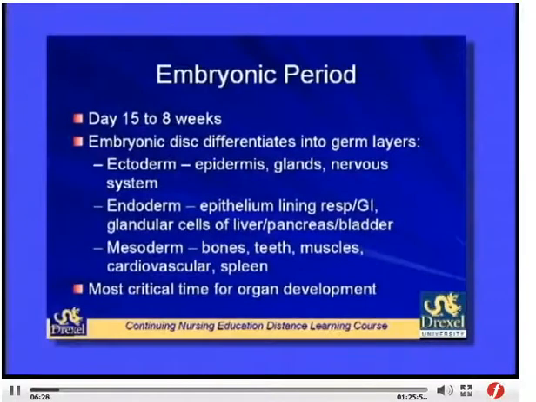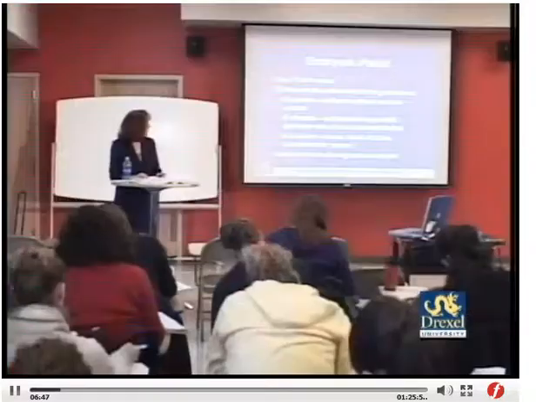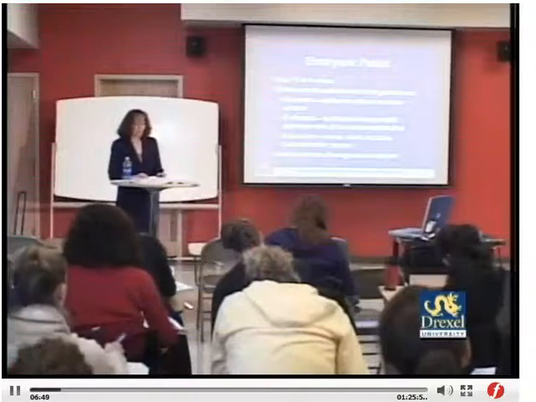The embryonic stage is significant in that it is the most critical time for organ development. So again, you have the embryonic disc differentiating into germ layers. You have the ectoderm, endoderm, and mesoderm, and there's just some examples of what develops from those germ layers. This usually occurs between days 15 and 8 weeks. So again, it's the most critical time for organ development.